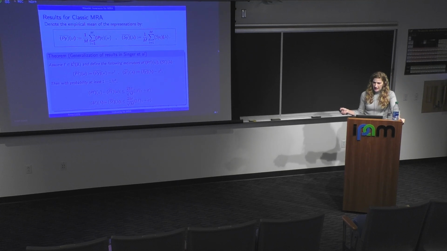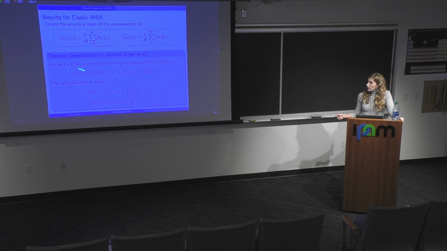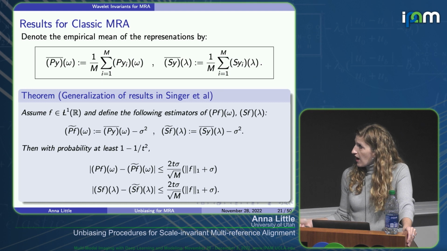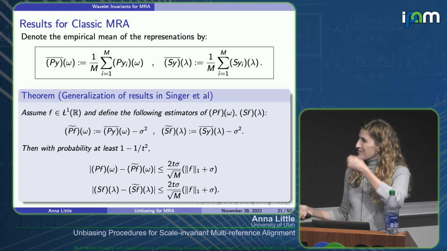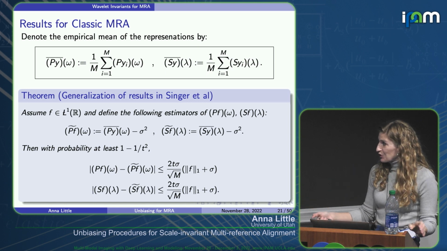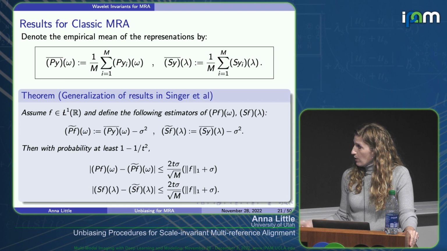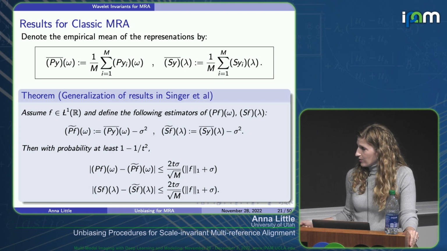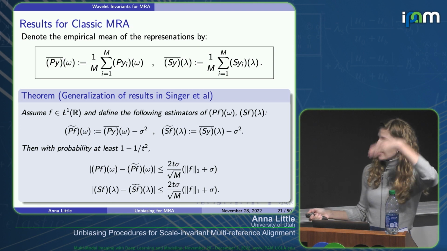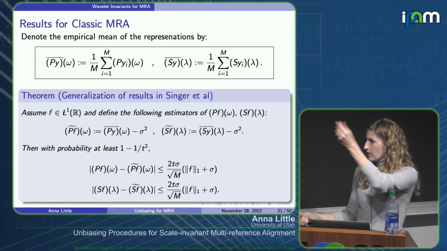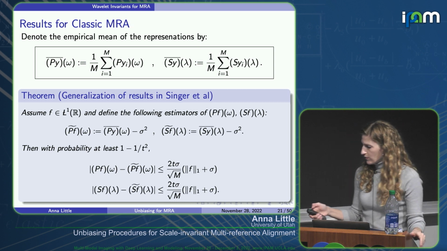What you can show is that if you define estimators for the power spectrum and for the wavelet invariants in a very simple way, as the mean minus the additive noise level, these are unbiased estimators of the power spectrum and wavelet invariants of the true signal. And what is the error that one obtains? You get an error for both representations that looks almost identical: an error which decays like 1 over square root of m, essentially sigma squared over square root of m.